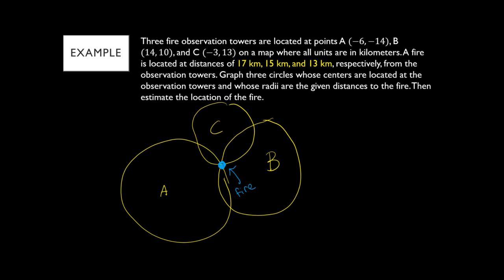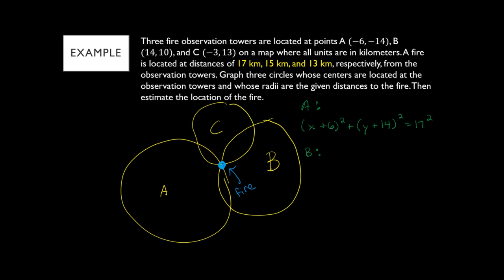So equation 1, or I should say circle A. Circle A has a center of x = -6, so that's going to be (x + 6) squared. And then we have y minus 14, so that's going to be (y + 14), the opposite. And then this is equal to 17 squared.